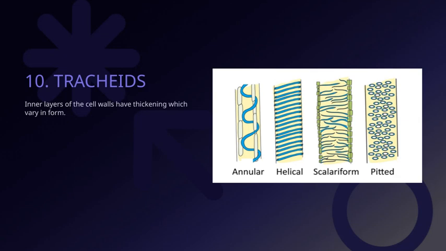Now, let's take a closer look at the inner layers of the cell walls, which have some interesting thickening patterns. These thickenings are not uniform. In fact, they vary quite a bit in form, which plays a crucial role in the cell's function and strength.